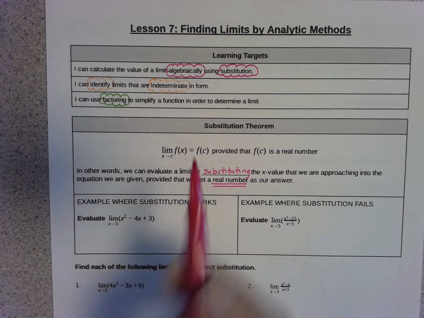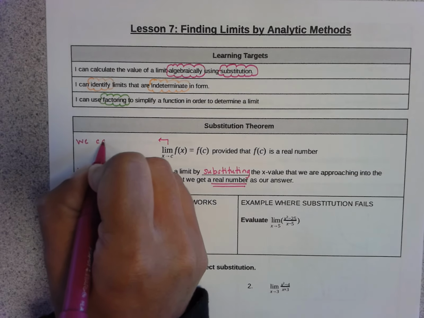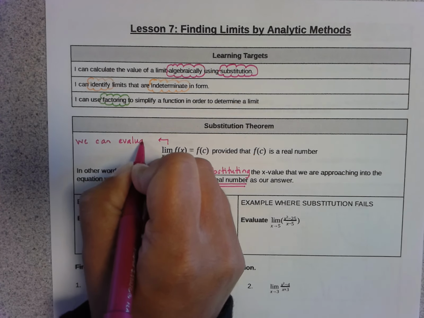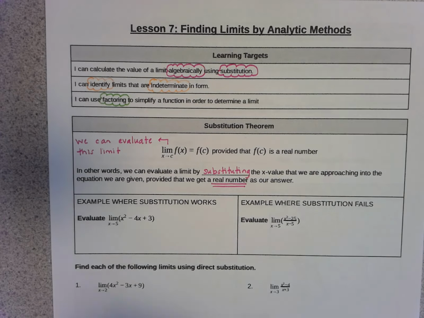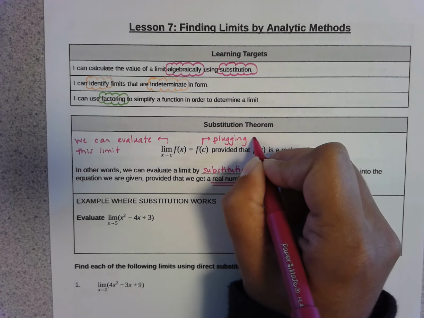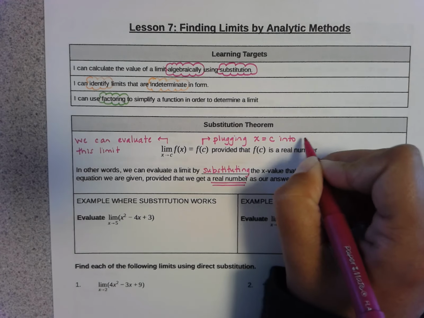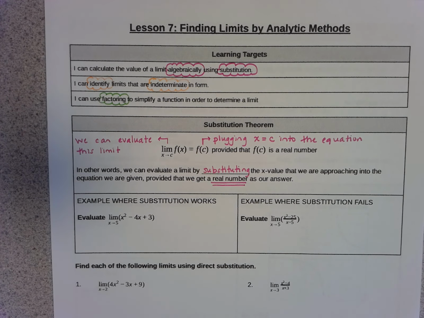If we look at the way this theorem is written, what this means is that we can evaluate this limit by plugging x into the equation. So what I want to do is show you that this theorem tells us that we can only use this method when we get a real number. I want to show you an example where substituting works, we get a real number, and an example where substitution fails. So let's start with an example where substitution works.